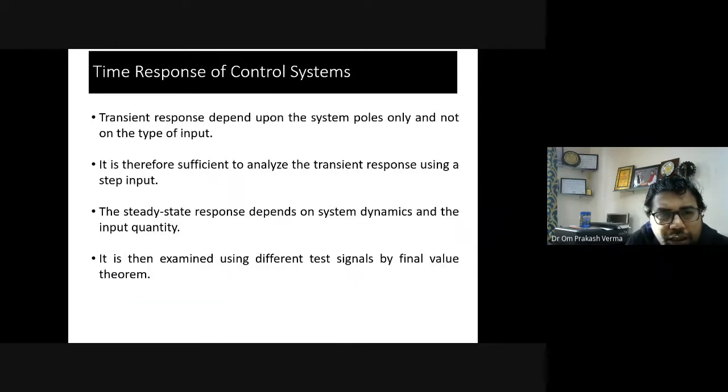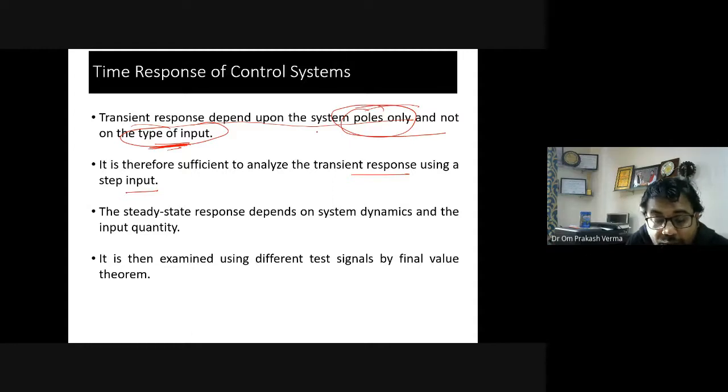Okay, come to the transient response of a control system. In the transient response, as you know, whatever the transfer function is there, based on the transfer function you can find out the poles and the zeros. Okay, so transient response usually depends on the poles, not on the type of the system, not the type of the input. It is very important. It is therefore sufficient to analyze the transient response using the step input. So ये input पे depend नहीं करता, याद रखें, इसके nature पे depend करता है कि pole कहाँ पर कैसे है. It is very important.